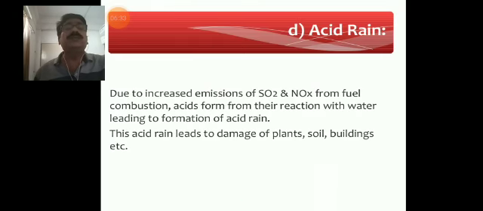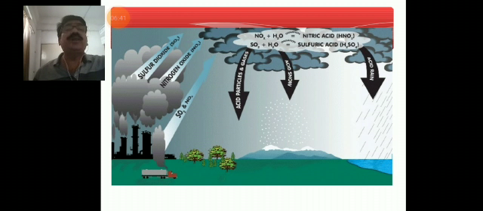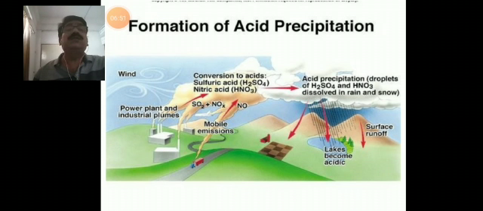You can see the acid rain. Two things cause acid rain, that is sulfur dioxide as well as nitrogen dioxide, forming sulfuric acid and nitric acid as acid rain. And where are they emitted from? They are emitted only from the vehicles as well as from the factories. As you can see, the formation and precipitation of acid rain.